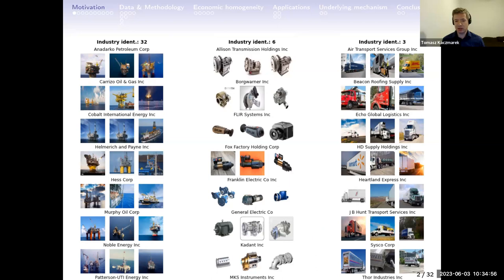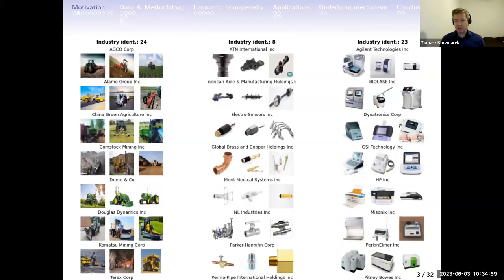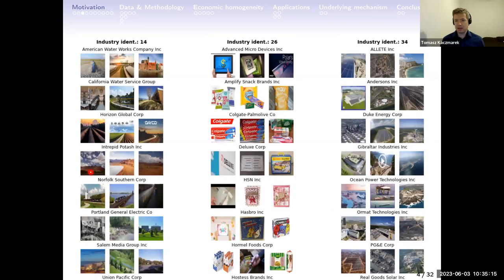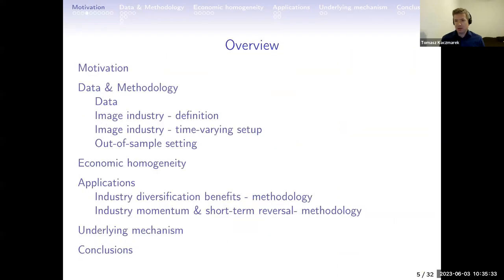everything related with transport. And on the next slide, what we can see, these are specialistic vehicles on the left, like tractors, etc., smaller mechanical equipment in the middle, and small electronic devices on the right. And the last slide with presentation of images. So here we have agriculture, natural resources on the left, consumer staples in the middle, and renewable energy on the right. So this is just like a brief introduction of what we're doing here.